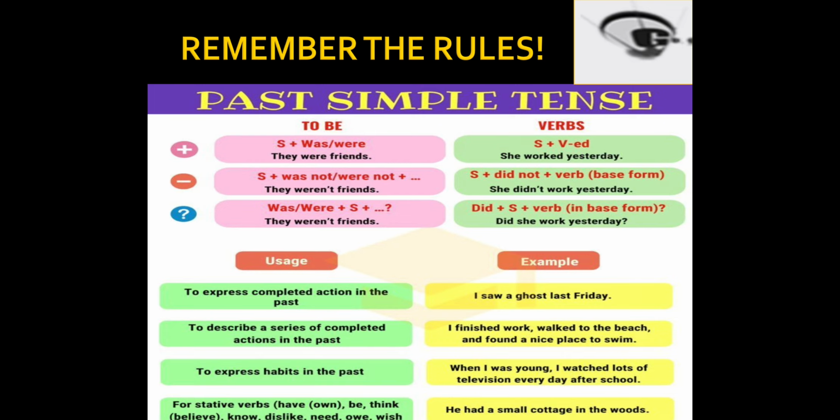And lastly, it is used for stative verbs, that is have, own, be, think, know, dislike, need, wish, etc. For example, he had a small cottage in the woods.